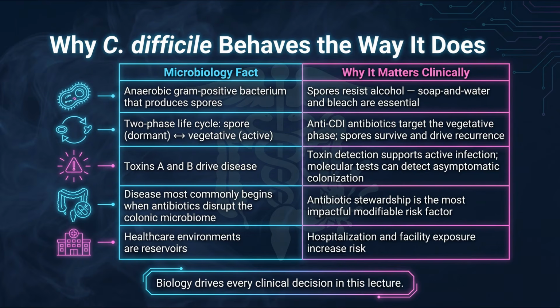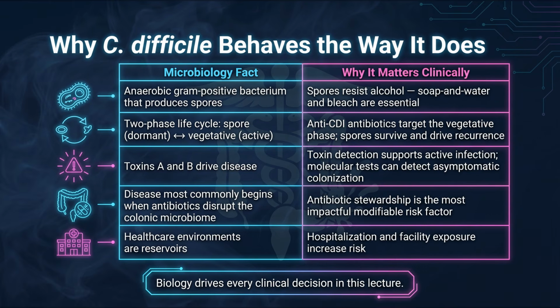Before we follow our patient through the lecture, take 30 seconds with me to look at the organism because the biology of C. difficile drives every clinical decision that follows. C. difficile is an anaerobic gram-positive bacterium that produces spores. Those spores resist alcohol, which is why soap and water and bleach matter for infection control. The bacterium has a two-phase life cycle. The vegetative phase is the active phase that produces toxins and causes symptoms. The spore phase is dormant, survives anti-CDI antibiotic treatment, and is responsible for recurrence and person-to-person transfer.